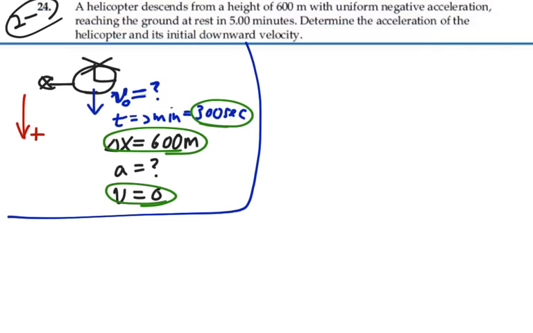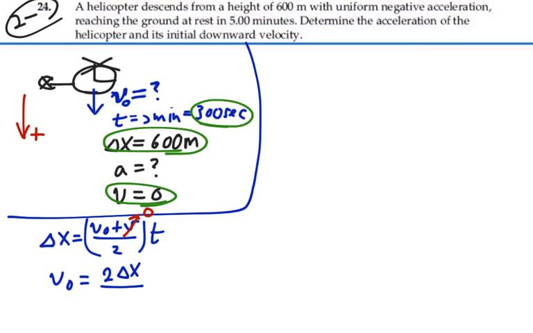So let's do this. Let's find our initial velocity. We know that displacement should equal initial velocity plus final velocity divided by 2 times time, and we have enough to figure this out. Let's solve this for initial velocity, knowing that our final velocity is actually 0. So we have that initial velocity should equal 2 delta x divided by t in this case.